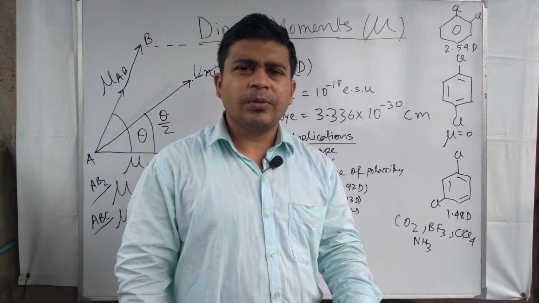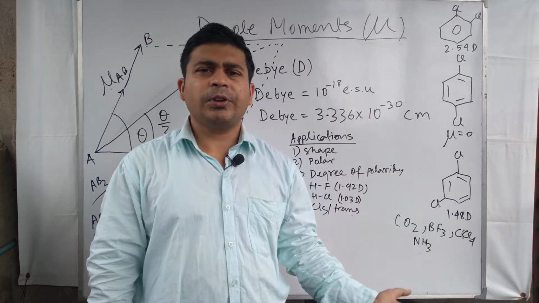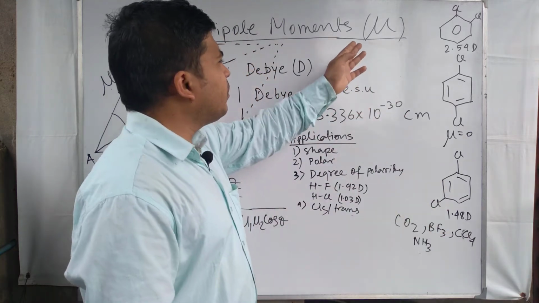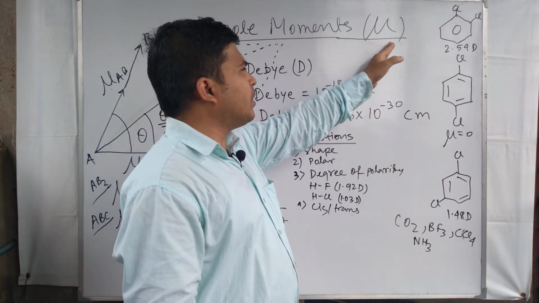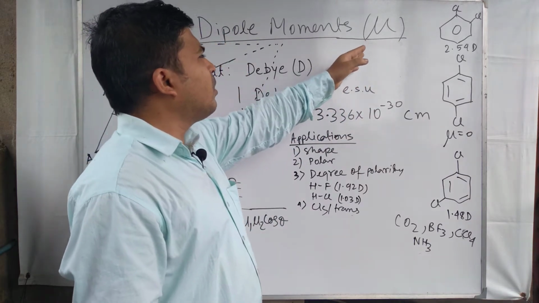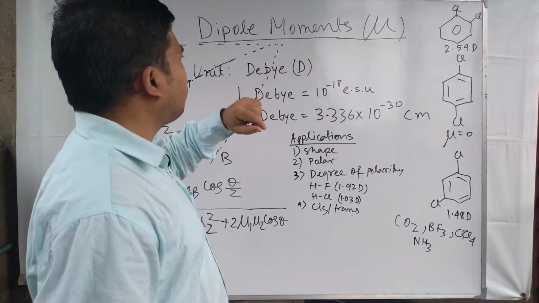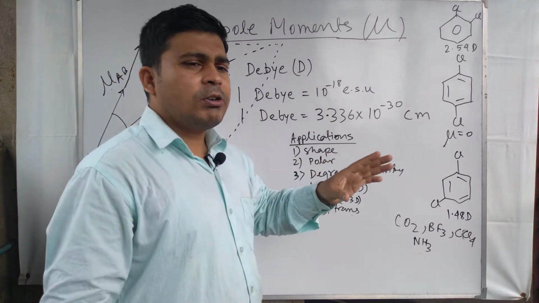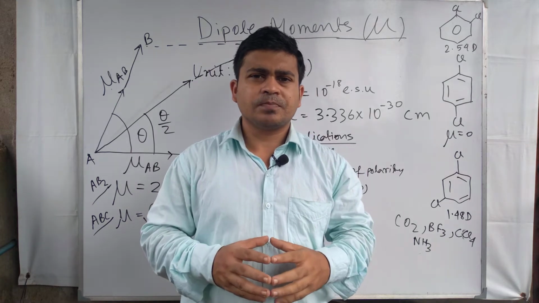In this video lecture, we discuss dipole moments. Dipole moment in chemistry is studied in the chemical bonding chapter. So what is dipole moment? Dipole moment is represented by the symbol mu.